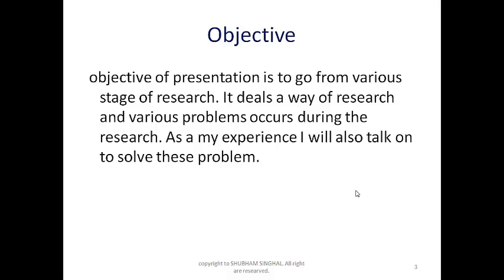Now we are going to the objective of my presentation. The objective is to go through various stages of research. It deals with the way of research and the various problems that occur during research. From my experience, I will also talk about how to solve these problems. This PPT will cover all areas of research: what problems occur, how to deal with them, and how to explore other areas, so we can become professional researchers and publish our research papers. We can also take a life cycle experience of research: where the major factors are, where is the important part, where we have to seek guidance, where we can seek solutions to problems, and many more.